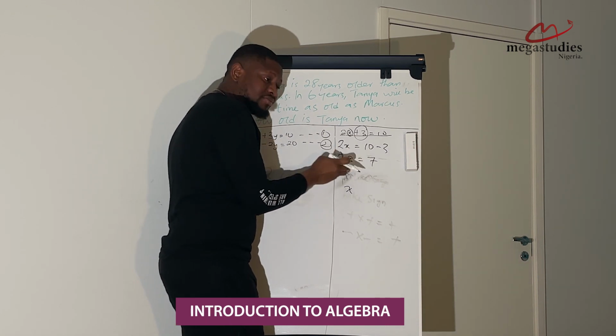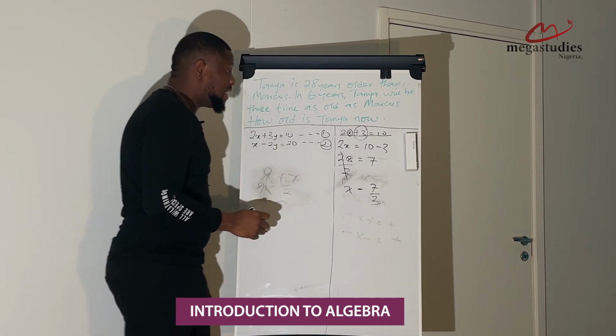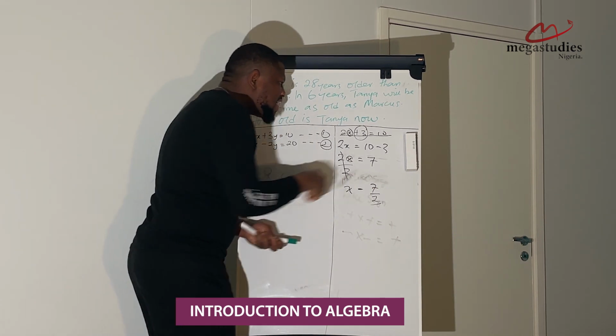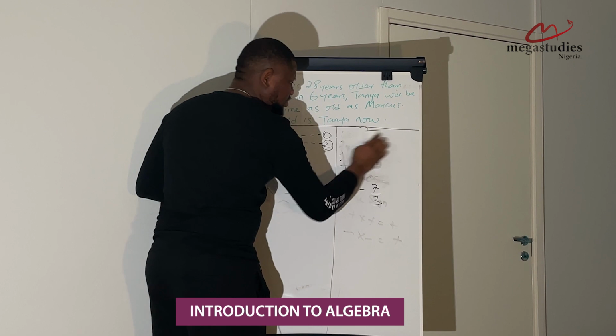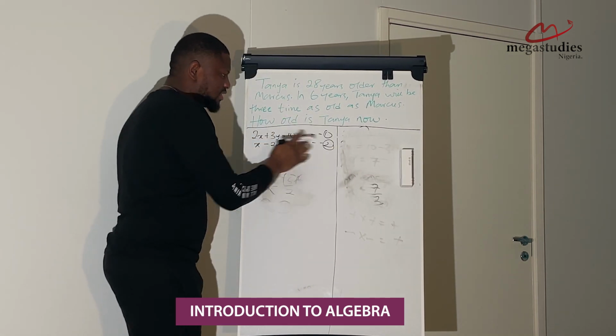In this case, we have something like this. So it will now be 7 over 2. This will now be our final answer. So now let's treat this simultaneous equation. This is equation 1, this is equation 2.